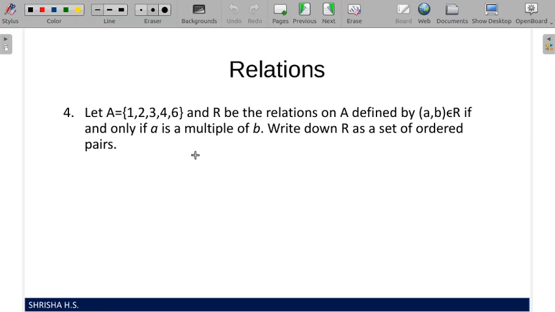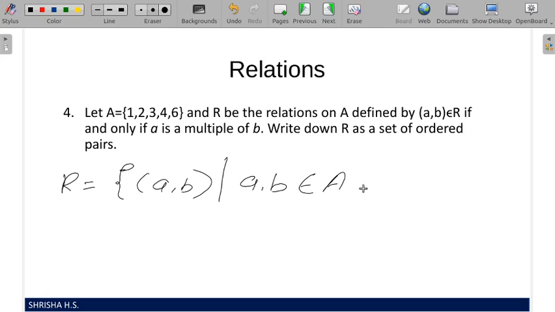Next question. If A equal to {1, 2, 3, 4, 6} and R is a relation on A defined by the ordered pair (a, b) belongs to the relation if and only if a is a multiple of b. First element is a multiple of second element. Okay, so write down R as a set of ordered pairs. So how can we denote it in a symbolic form? So the relation consists of ordered pairs such that those elements belong to set A and a is a multiple of b.